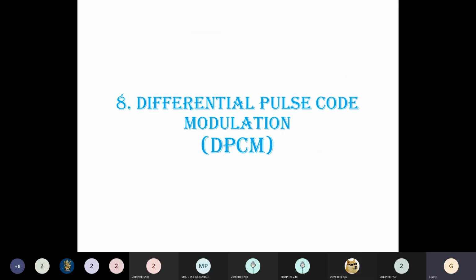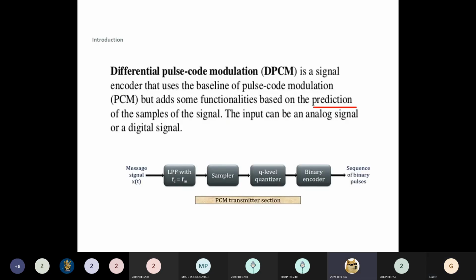Then we have differential pulse code modulation, one of the important methods, which is nothing but DPCM. Differential pulse code modulation is a signal encoder that uses the baseline of pulse code modulation but adds some functionalities based on the prediction of samples of the signal. The input can be an analog signal or a digital signal. So simply, this is the basic form of PCM, but we can also use prediction of the samples, not only the actual samples of the signal. The input signal may be analog as well as digital.